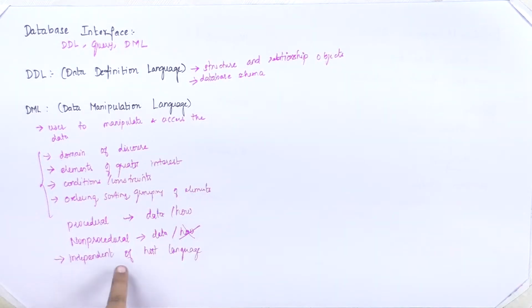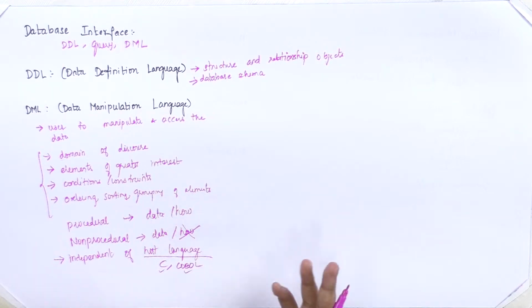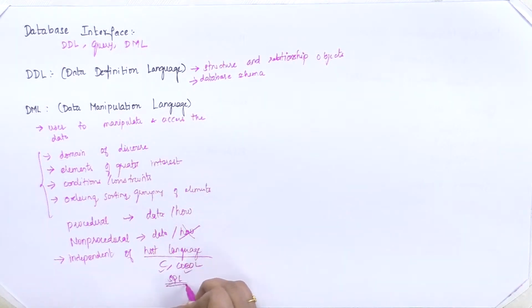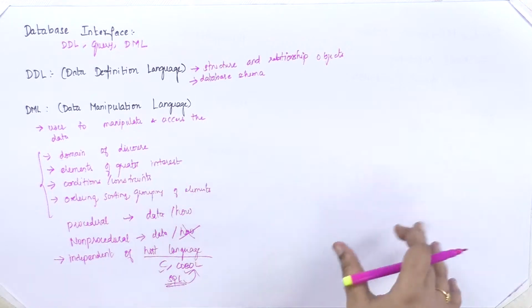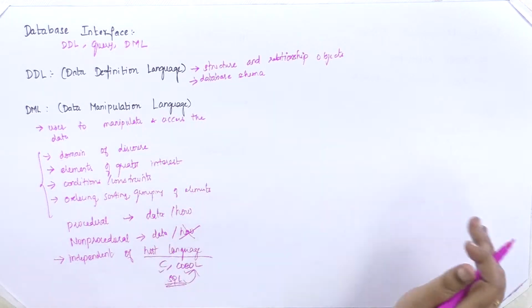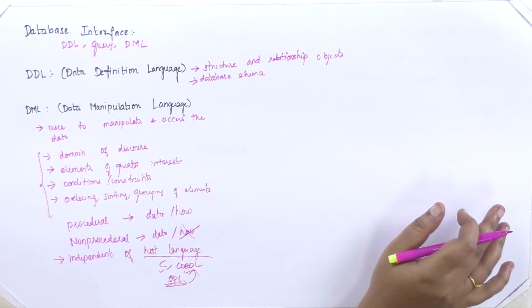Data manipulation language is independent of the host language. The host language means programming languages like C, COBOL. To implement the software, you will use many host languages like C, COBOL. But to make the programming language interact with the database, you have SQL queries. You will embed the SQL query in your host programming language. Both will run simultaneously, so that my software communicates with the database. It will make some changes in the database and return the value to the user.